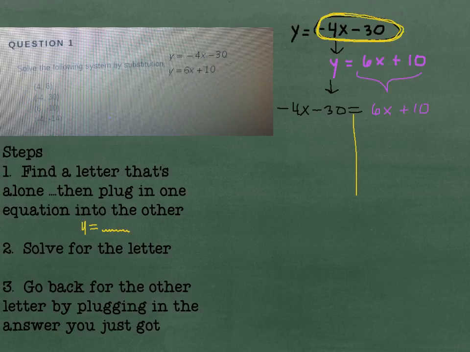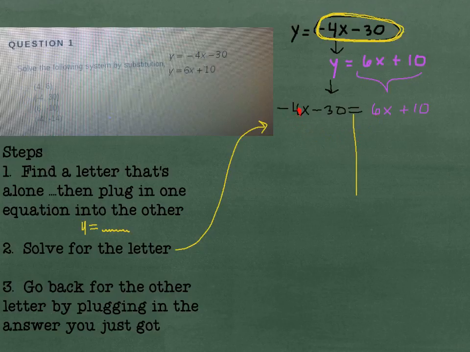Step number 2 says solve for the letter. So once we plugged it in, now we need to solve for the letter. So we are on step number 2. In order to solve for x, you need to get the x's together on the same side. Who do you want to move? Do you want to move the negative 4x to the other side? Or do you want to move the positive 6x to the other side? Who do you want to move? The rule of thumb is that you should move the smaller one, or the one that's most negative. That way you can eliminate negatives in your problem.